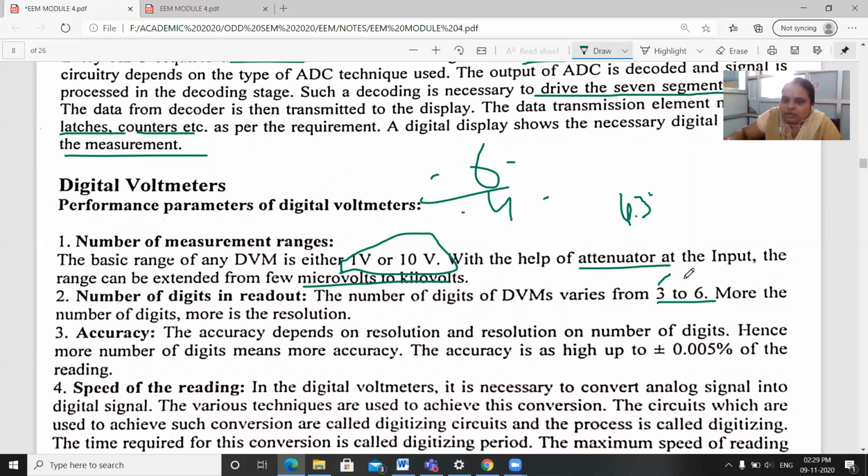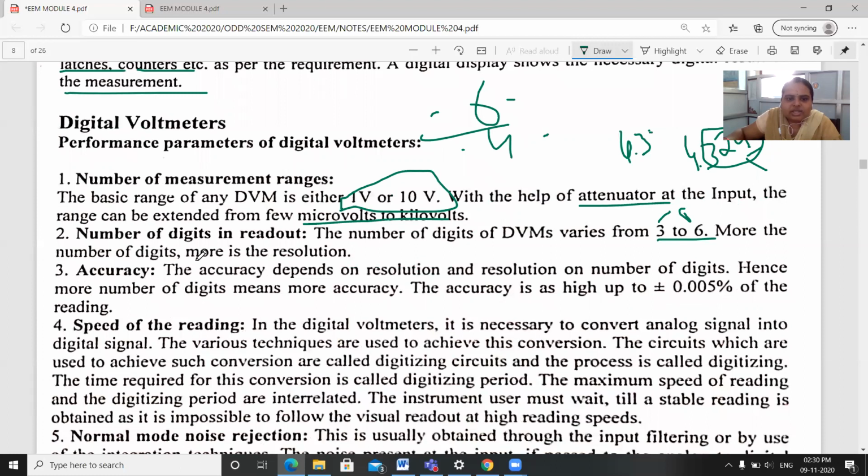Then if I want 5 digits, I can go for 4.3 2 4. This is a 5-digit display. The more the number of digits, the more the resolution. The accurate values that are required, we can get from this. That's why if you prefer more digits, you will get accurate values.